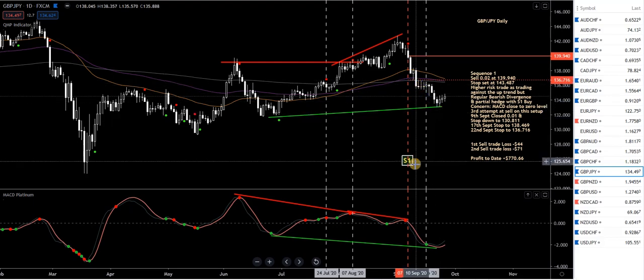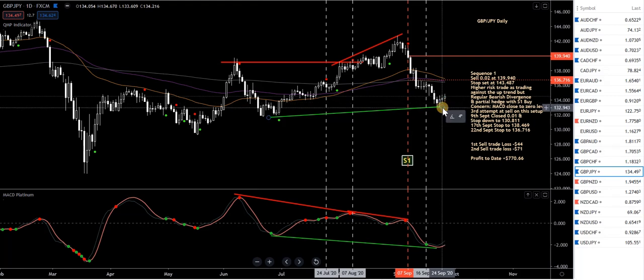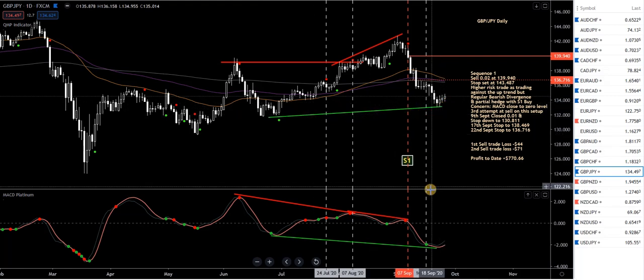In a sell, now waiting for a possible buy. Again, drawn the lines in, the hidden bullish divergence, possibly setting up, yet to be confirmed.